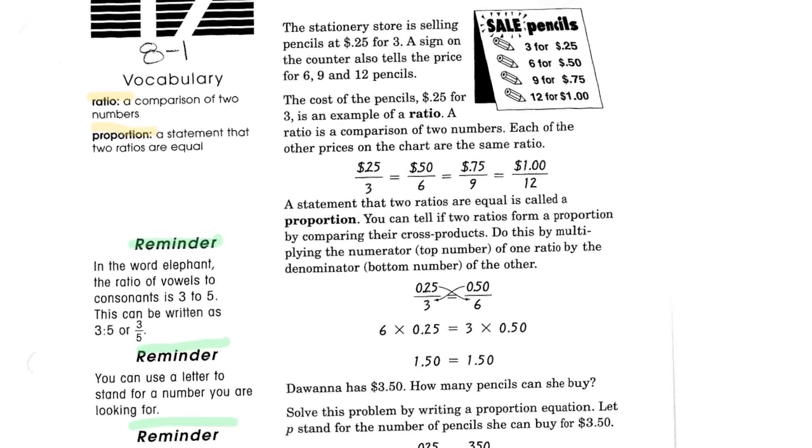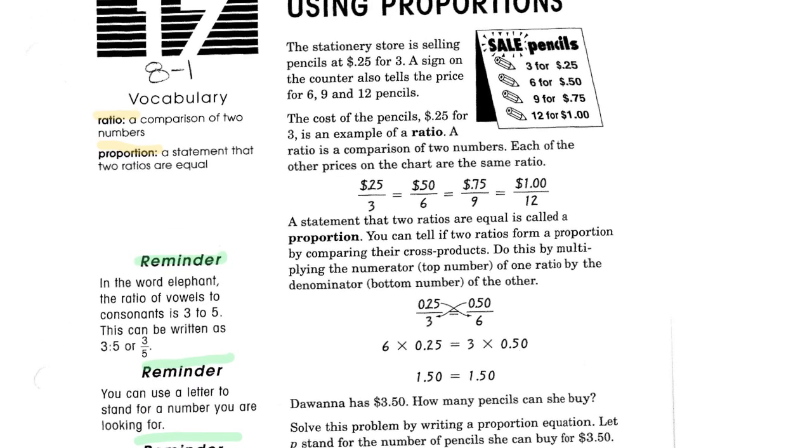A stationery store is selling pencils at 25 cents for 3. A sign on the counter also tells the price for 6, 9, and 12. The cost of the pencils is 25 cents for 3. This is an example of a ratio. A ratio is a comparison of two numbers. Each of the other prices on the chart are the same ratio. So for 3, it's 25 cents for 3, 50 cents for 6, 75 cents for 9, or $1 for 12.